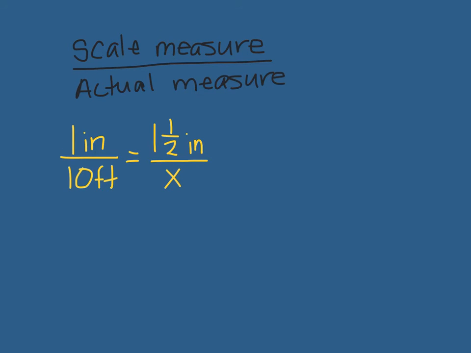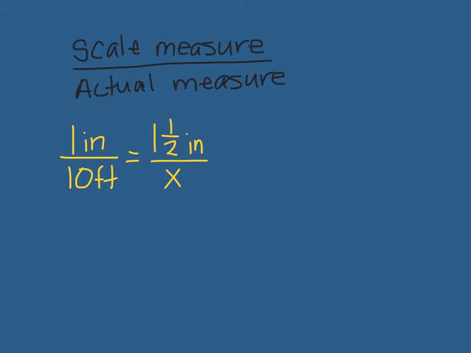Remember, the proportion equals the scale measure over the actual measure. So here is our scale measure: 1 inch to 10 feet equals 10 feet. So if we have something that we can measure on a scale as 1.5 inches, what would the actual feet be? I want you to try to figure this out and then come back and check with me.